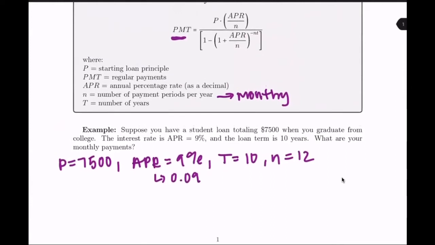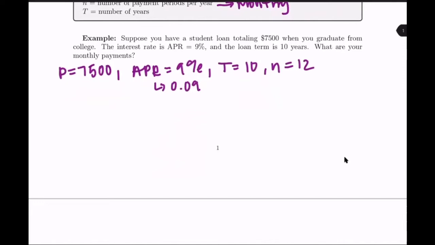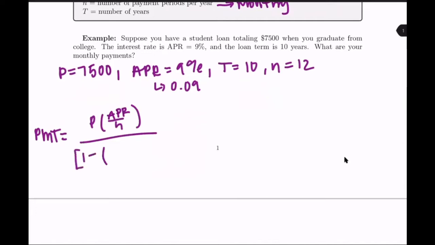So the formula, I'll copy it down here. We have payment equals P times APR over N divided by big bracket 1 minus parentheses 1 plus APR over N to the negative NT close bracket.